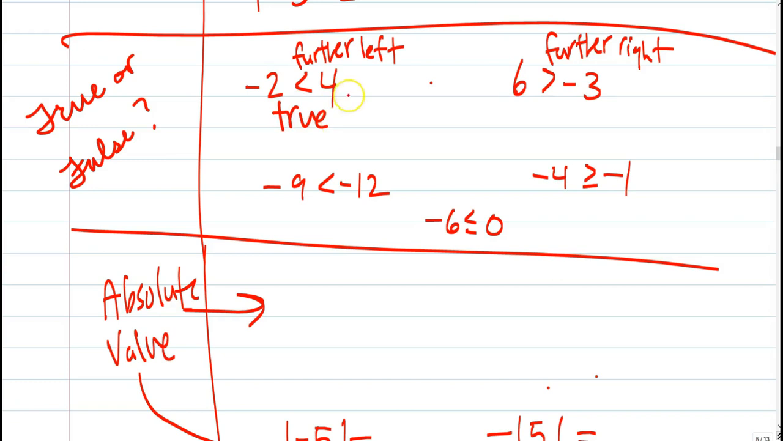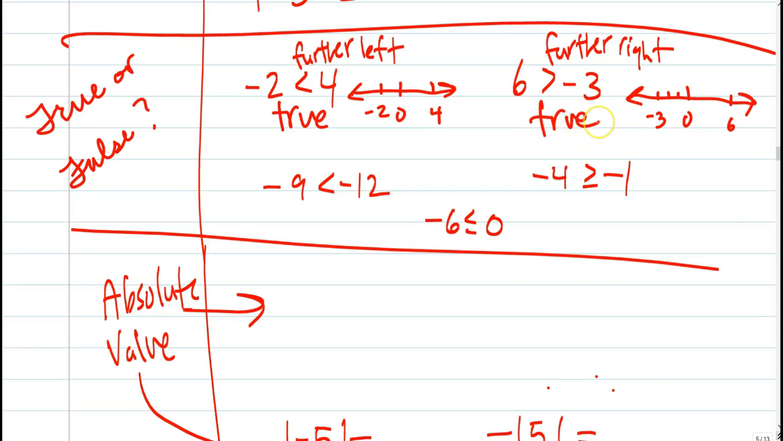How do you know? Here's 0. To the left is negative 2. To the right is positive 4. So since negative 2 is further to the left, that makes it less than 4. Is 6 greater than negative 3? If less than means further to the left, greater than means further to the right. So here's my number line again. 6 is over here to the right. Negative 3 is over here to the left. Is 6 greater than, further to the right than, negative 3? That is true.